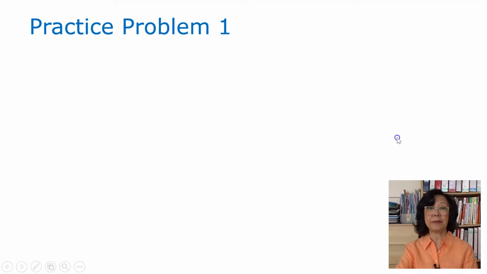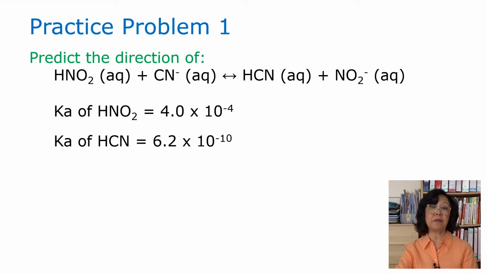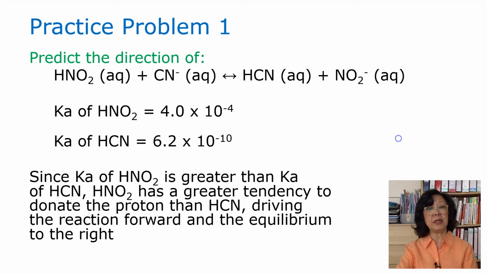Practice problem number 1. Predict the direction of nitrous acid reacting with cyanide ion to form hydrocyanic acid and the nitrite ion. Here we have the Ka values listed: for HNO2, 4 times 10 to the minus 4, and for HCN, 6.2 times 10 to the minus 10. The Ka value of HNO2 is much greater than that of HCN, meaning HNO2 is a stronger acid with a greater tendency to donate the proton, driving the reaction forward and the equilibrium to the right.